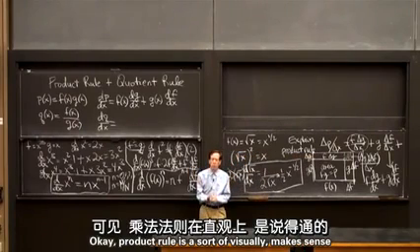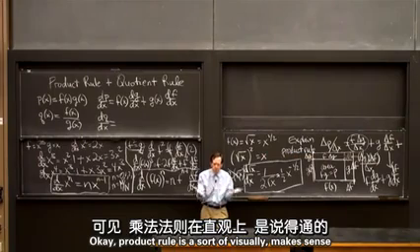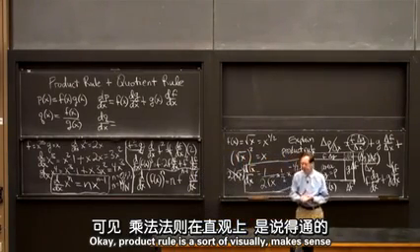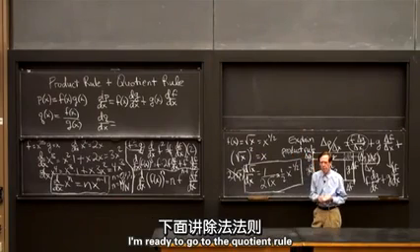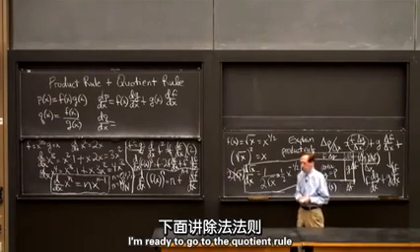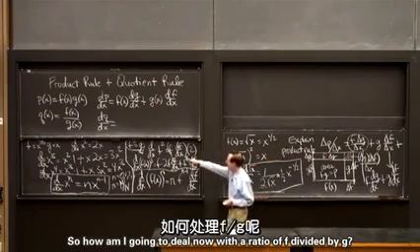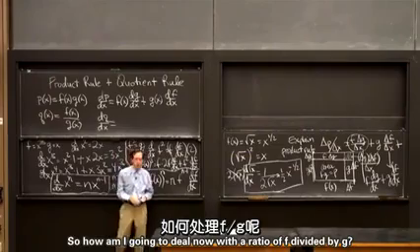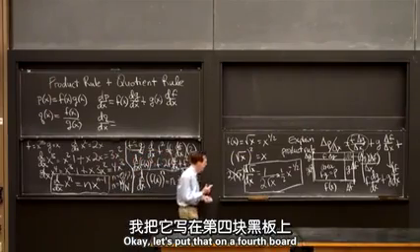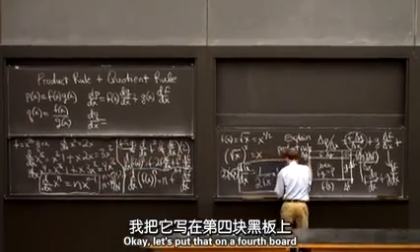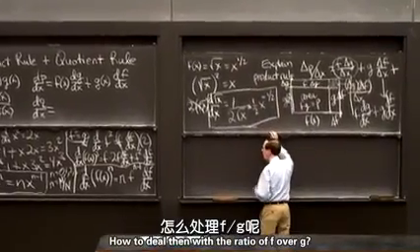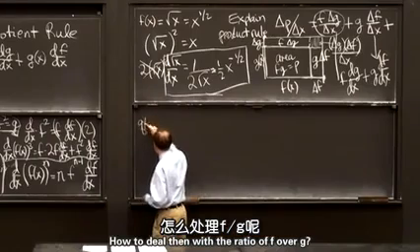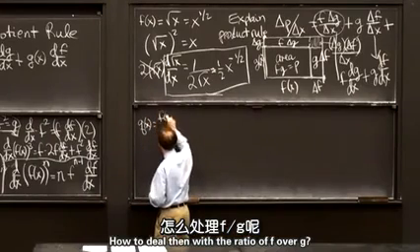Okay, product rule is sort of visually makes sense. Okay, I'm ready to go to the quotient rule. Okay, so how am I going to deal now with a ratio of f divided by g? Okay, let's put that on the fourth board. How to deal then with the ratio of f over g?